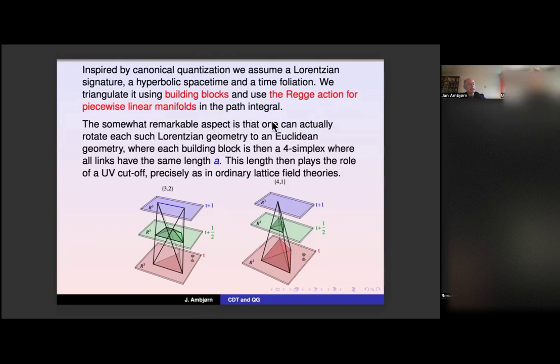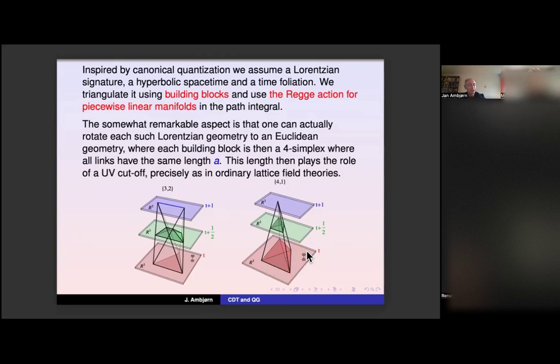So it's a somewhat remarkable aspect that, gluing it together the way that we are doing it, which I will tell you in a split second, one can actually rotate each such Lorentzian geometry to a Euclidean geometry, where each building block is now just a 4-simplex where all links have the same length a. So this length then plays the role of a UV cutoff, precisely as in ordinary lattice gauge theories. So here is the way that we build up these time foliated geometries. Now I go directly to Euclidean to describe it. So we have a time slicing. Time is discretized here in units of 1, and similarly space is discretized in units of 1.